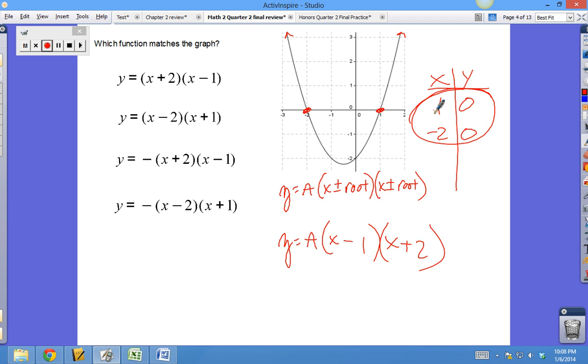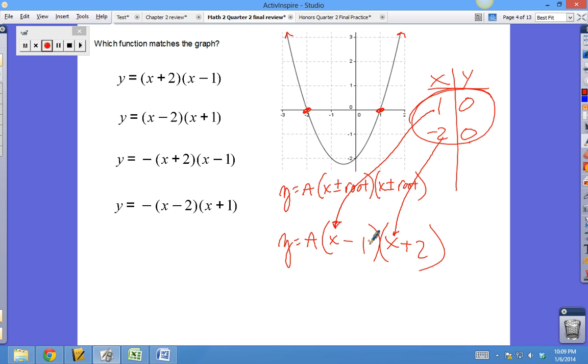Because when I plug in 1, so 1 is my x, that gives me y of 0. So when I plug in 1 into this equation, what is 1 take away 1? That's 0. That's what I got to get. And when I plug in a minus 2, that's going to give me a 0. So from the table, or the picture, to your equation, the signs get changed.